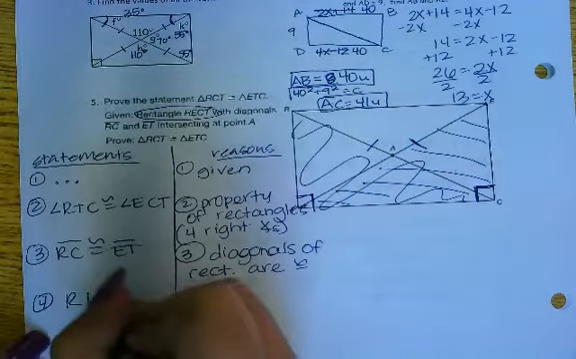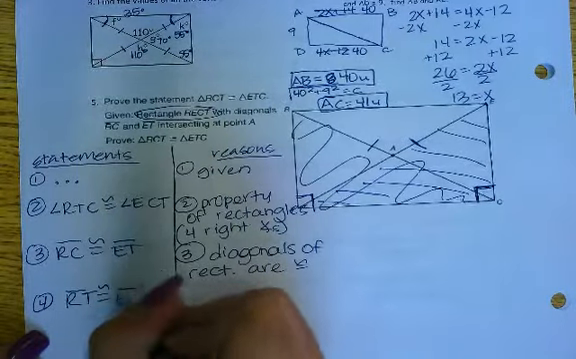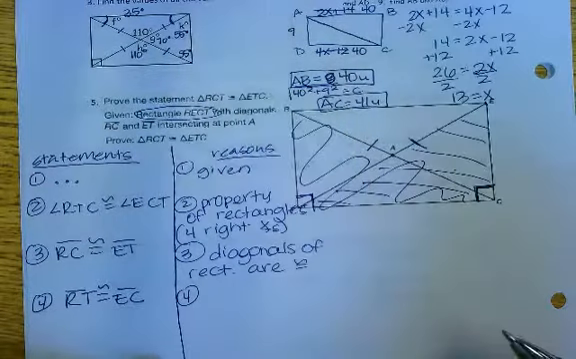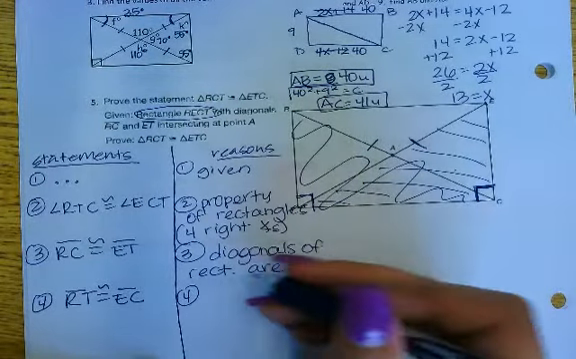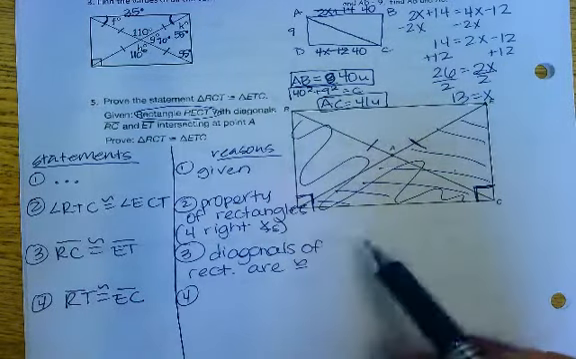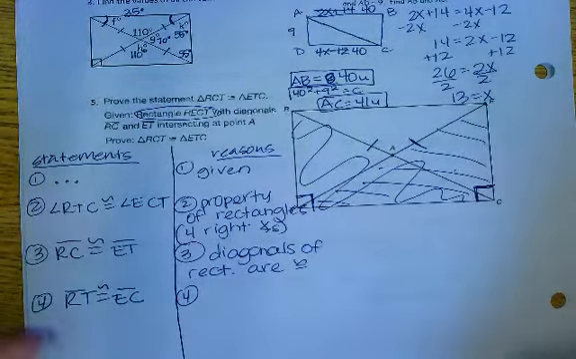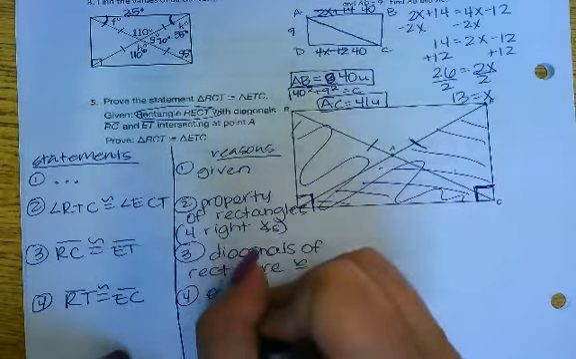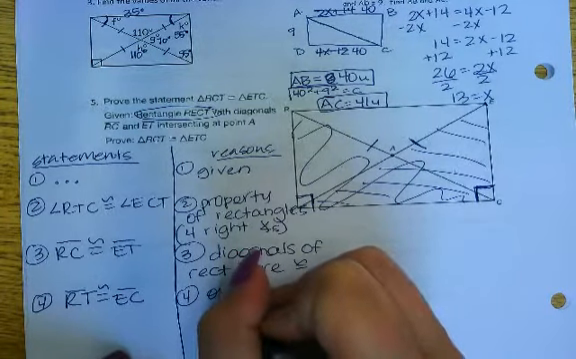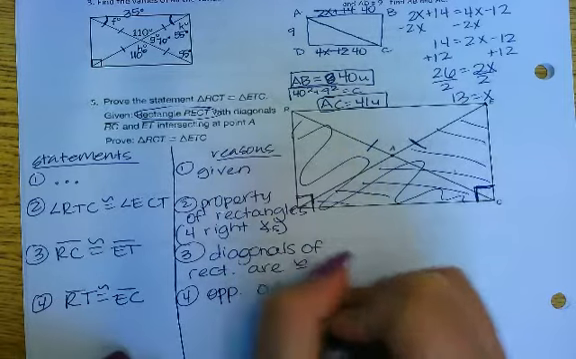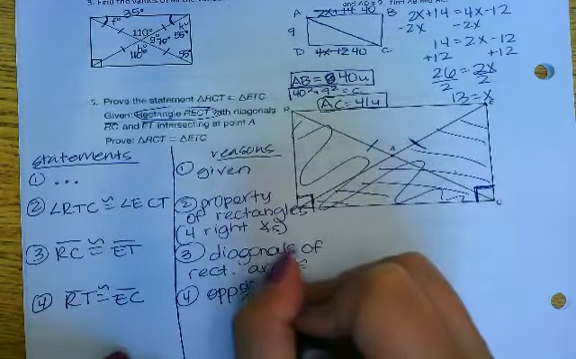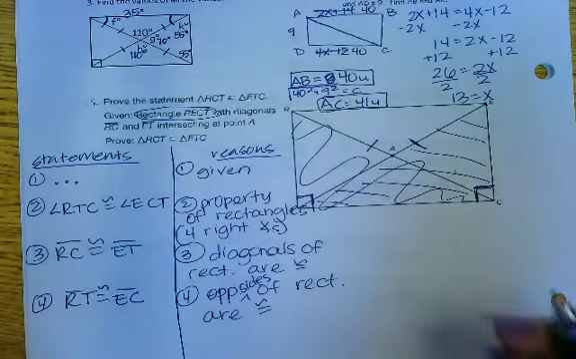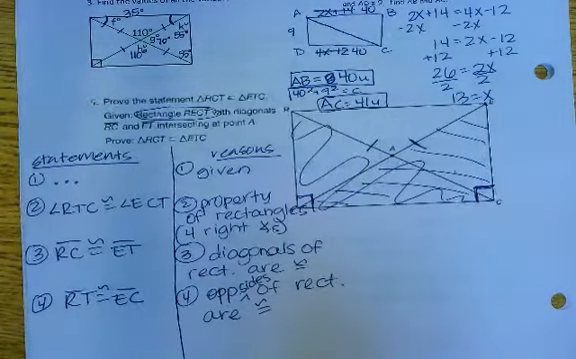With that kind of same mindset, the HL theorem, what else could you have said? What else do they share? TC. So you could have said TC is congruent to TC because of reflexive, because they both overlap that piece. But RT is congruent to EC, that's fine. And why is that? Opposite sides of rectangles are congruent. Or you could have said, like I said, TC is congruent to TC because of reflexive. Okay, and then last but not least, what do we have?